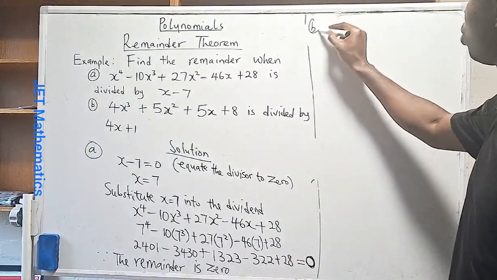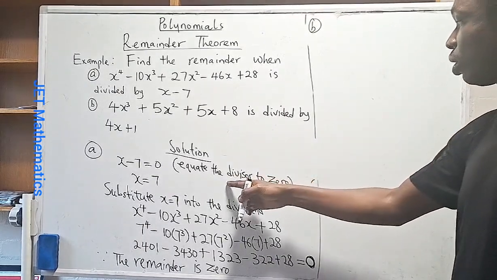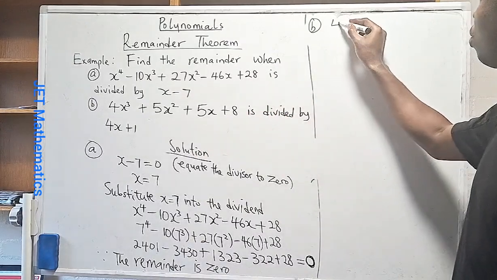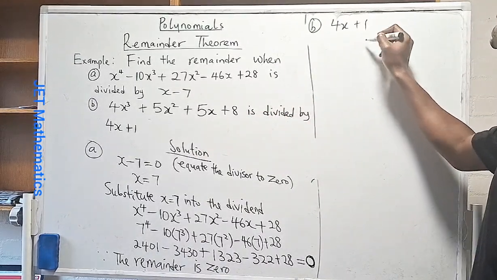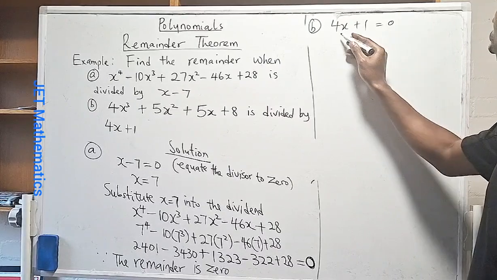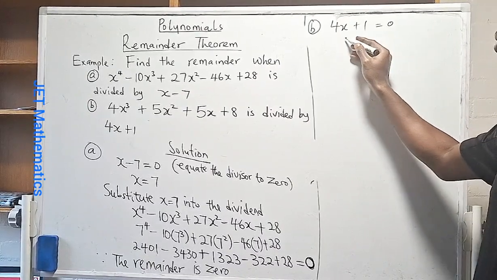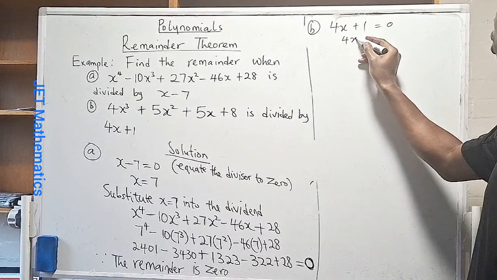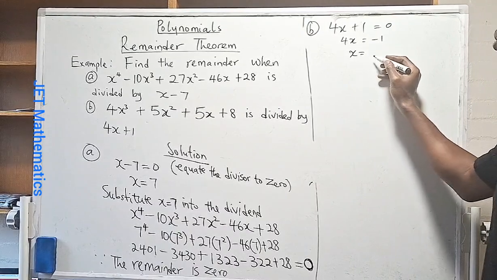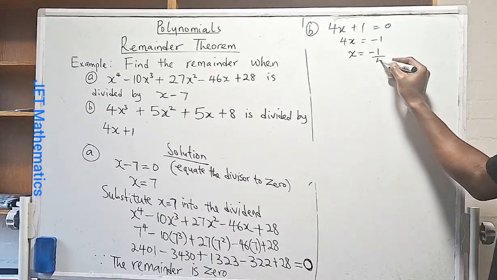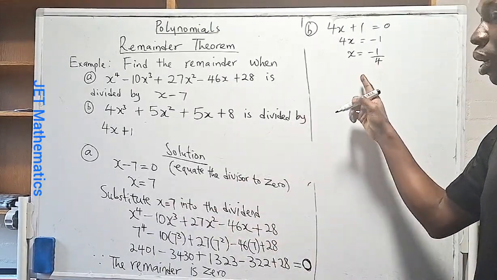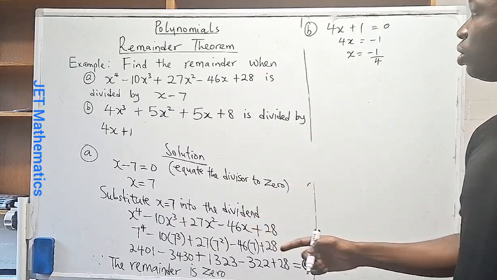For the B part, we equate the divisor to 0, as we did here. So the divisor is 4x plus 1, and that's equal to 0. And then we solve this. 4x equals minus 1, and then x is equal to minus 1 over 4. The next step, we substitute x, which is now minus 1 over 4, into the dividend.